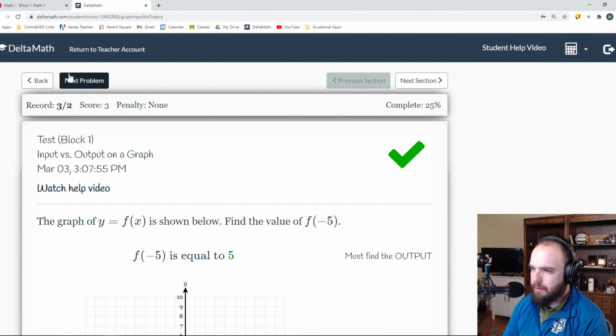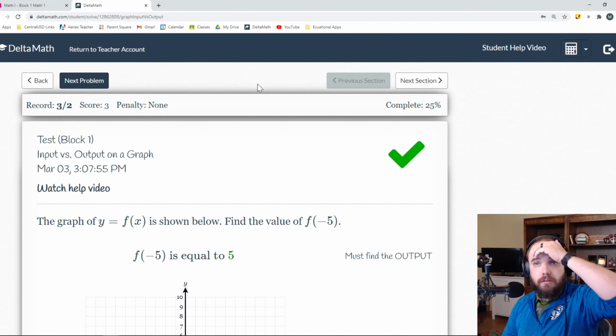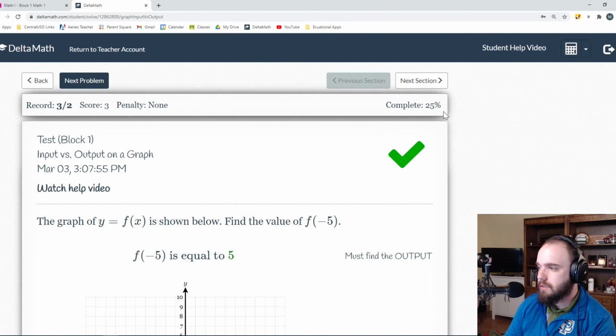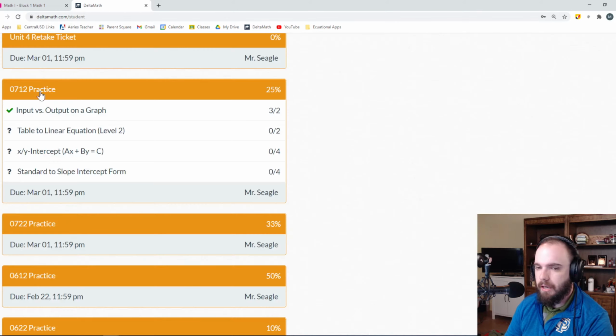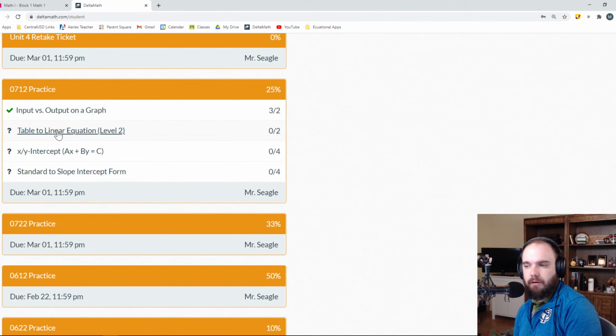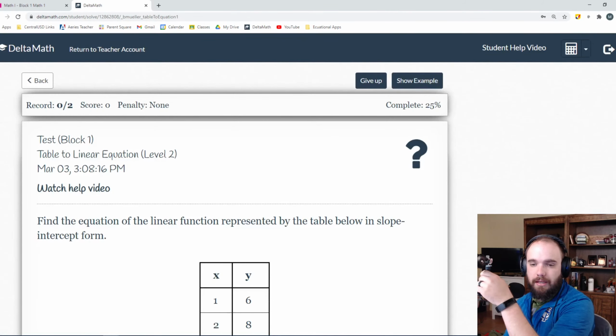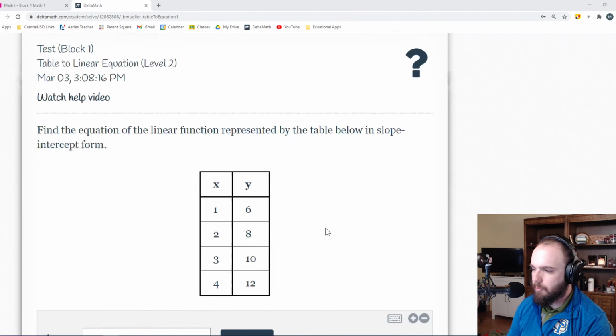So that was our first section. There's a couple things you can do when you're doing the homework. You can hit next section once you've completed it, or you can hit back and look at all 4 sections from that homework. So I'm just going to hit back, and I'm going to go to the table to linear equations level 2. Now this is what we struggled with in class. So this is why I'm having you go over this again. I wanted to give you some more practice with this.